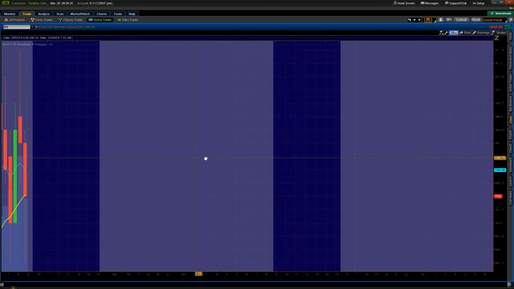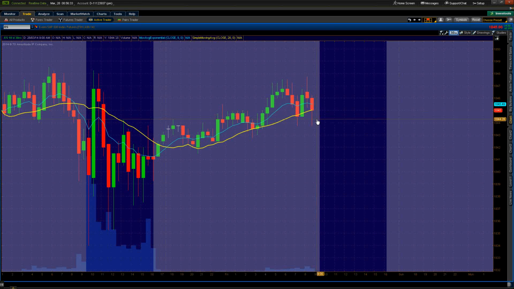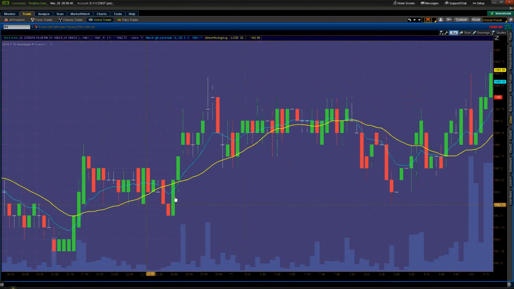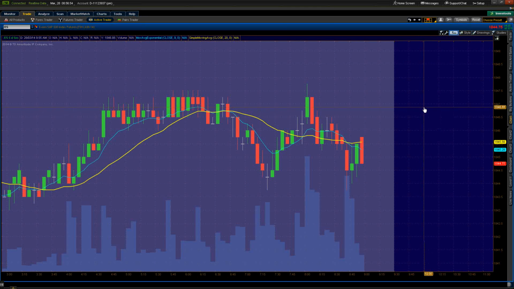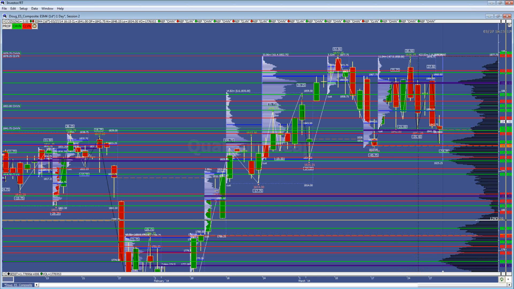On the 30-minute, same thing. We're just chopping around right here. We're trying to hold the 20 SMA right now, and just sitting right on top of it at the moment, but no real trend showing on the 30-minute. On the 5-minute, same thing. We're just going sideways. I'm just looking to see if there's any patterns here that I can identify. There really isn't.